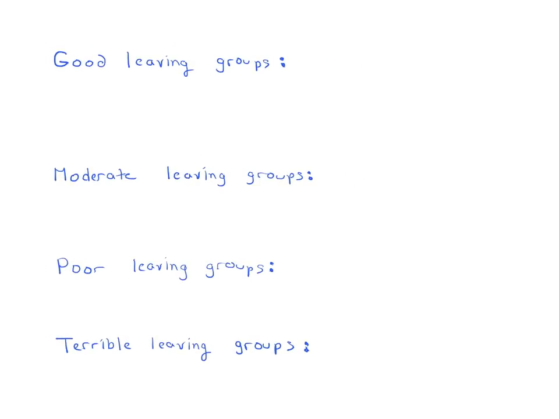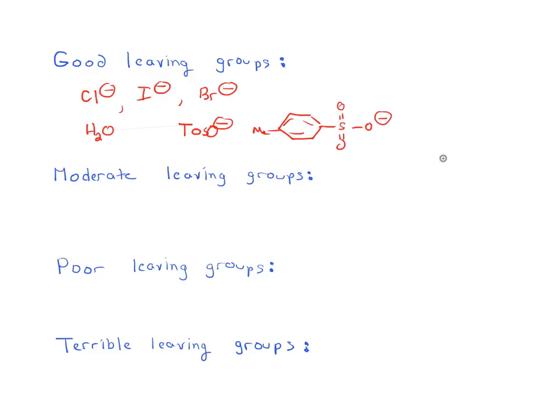So your good leaving groups are things like Cl minus, I minus, Br minus, also water. Water is a good leaving group. So the tosylate anion is a good leaving group. Actually it's O-tosyl, so it looks like this, O minus. That's a good leaving group. Your moderate leaving groups are things like the acetate ion, which looks like that. NH3 is a moderate leaving group.